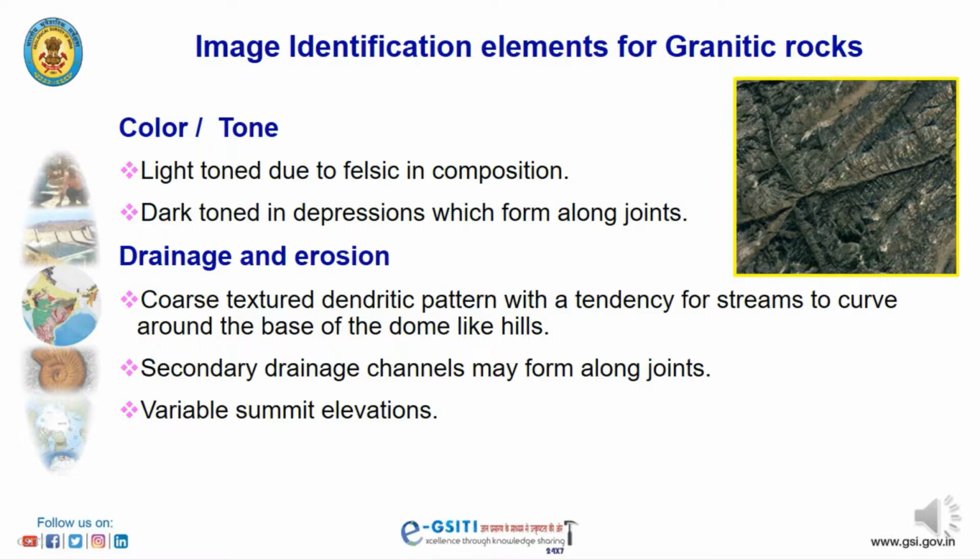Image identification elements for granitic rocks. Based on color and tone, granitic rocks generally have light tone due to felsic composition. Darker tones are visible in depressions which are formed due to joints. Drainage and erosion: a coarse textured dendritic pattern with a tendency for streams to curve around the base of the dome-like hills is visible in granitic terrain. Secondary drainage channels may form along joints. Generally, granitic terrain occurs with variable summit elevations.